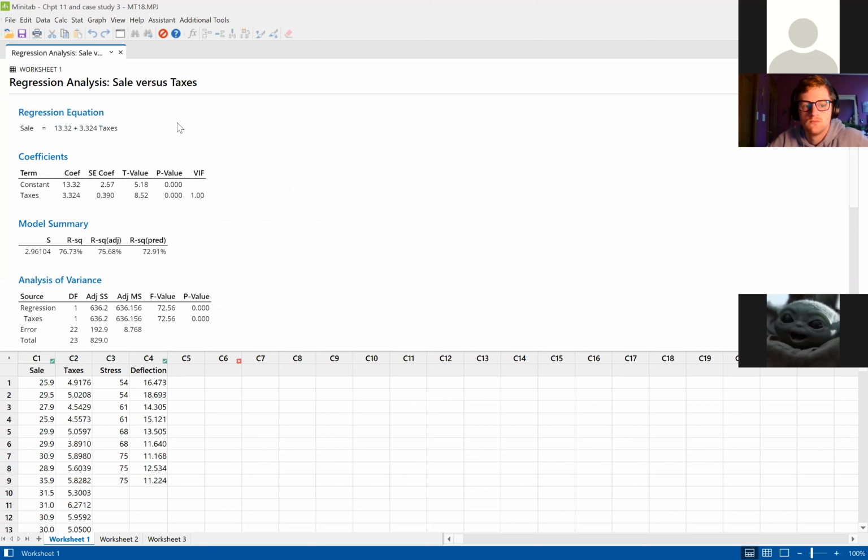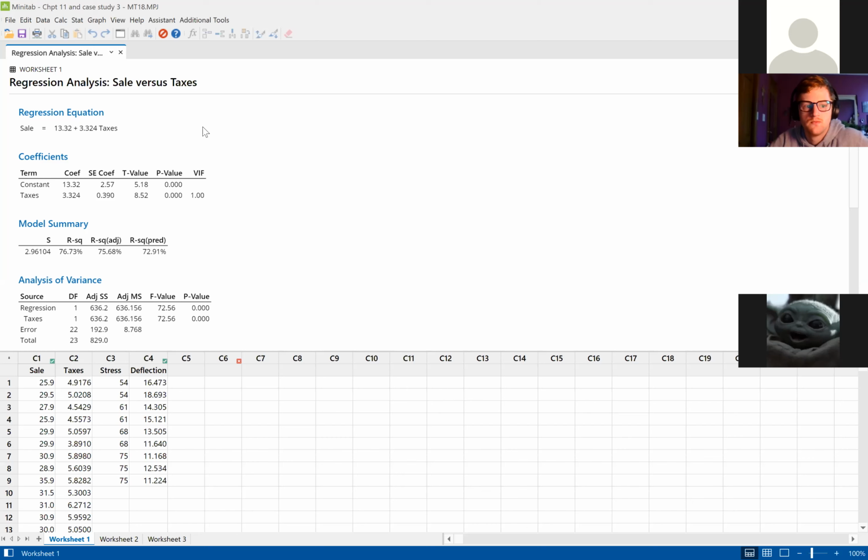So the regression equation is what allows me to take any value of taxes and calculate a sales price based on this data that created the regression equation. Now, here's the thing. This is just like we've talked about sample versus population for the entire course.